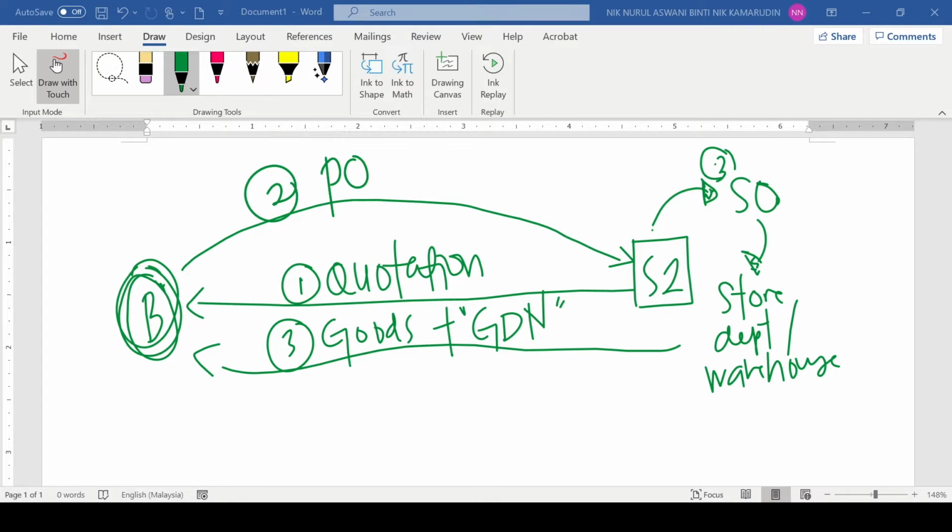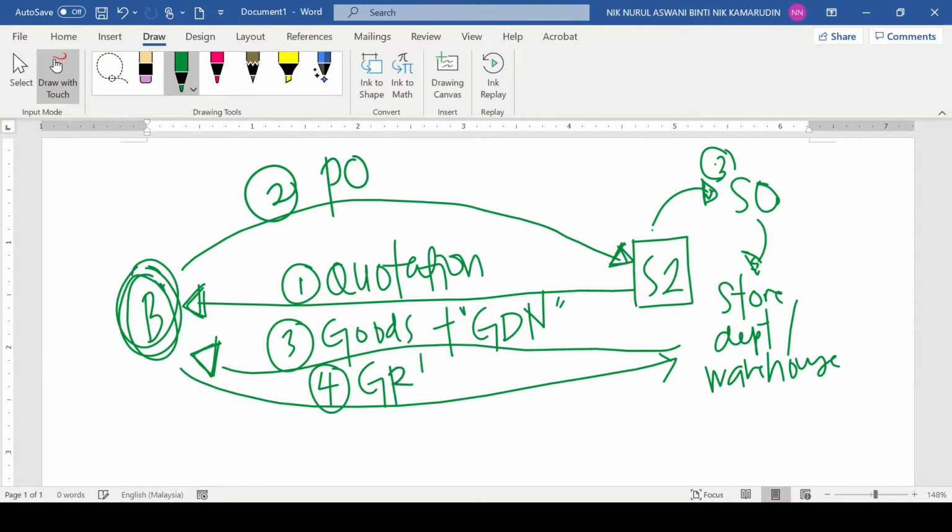In return, after we receive the goods, of course you have to check the goods first. You have to count, you have to take samples, you have to see whether the goods that you receive are the ones that you ordered and meet the quantity that you ordered. Once you are satisfied with that, you are going to issue to the supplier a goods received note.